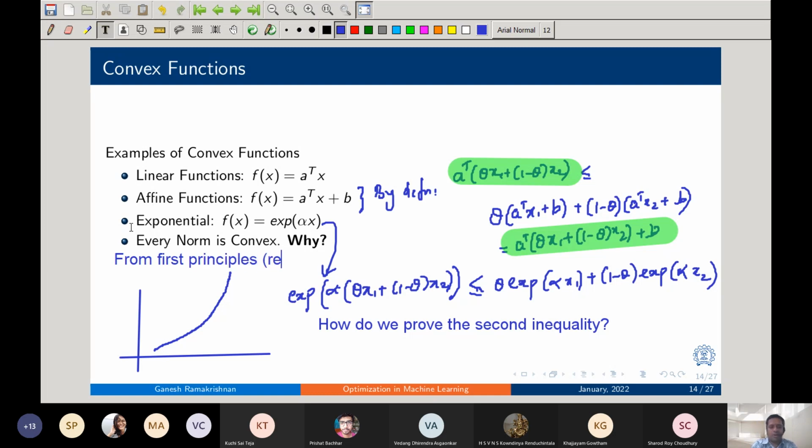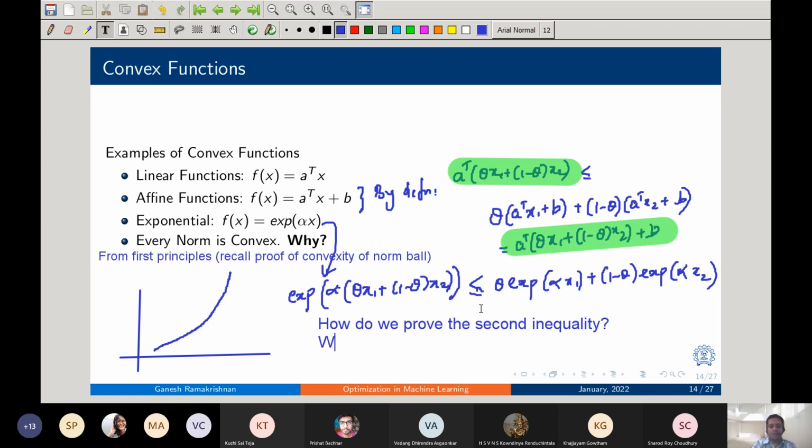And you can recall the proof of convexity of the norm ball, right? It was very straightforward. So the same idea will actually hold here. But for exp, you'll have to do a little bit more work.